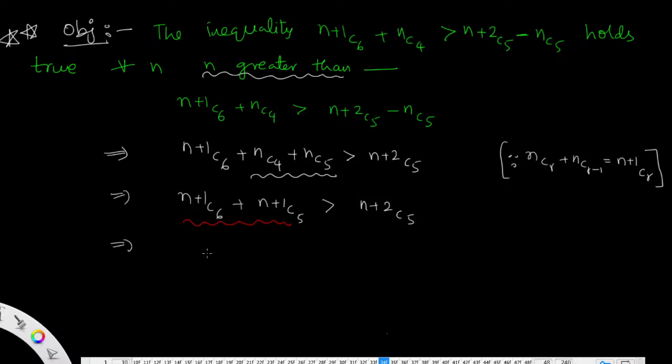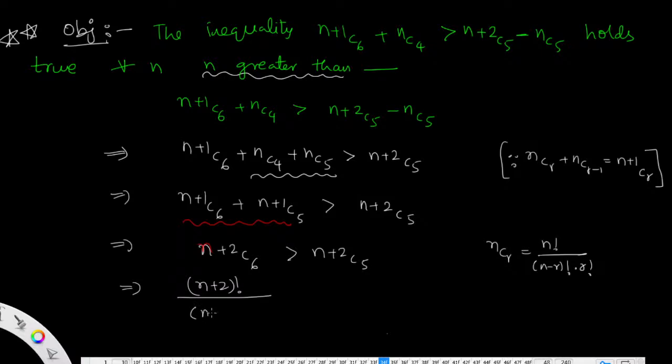Then by adding one term, you get n plus 2. Which is greater, 6 or 5? They can write 6 only. n plus 2 C6 is greater than n plus 2 C5. Then, in the form of the nCr formula, n factorial by n minus r factorial into r factorial, we can write n plus 2 factorial divided by n plus 2 minus 6 factorial into 6 factorial, which is greater than n plus 2 factorial divided by n plus 2 minus 5 factorial into 5 factorial.